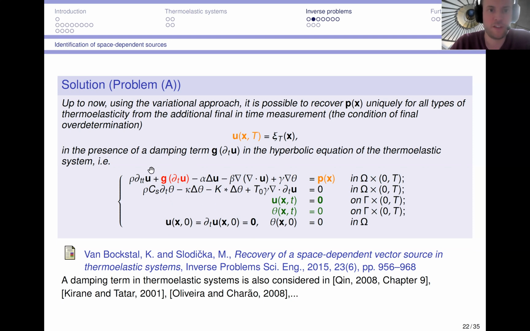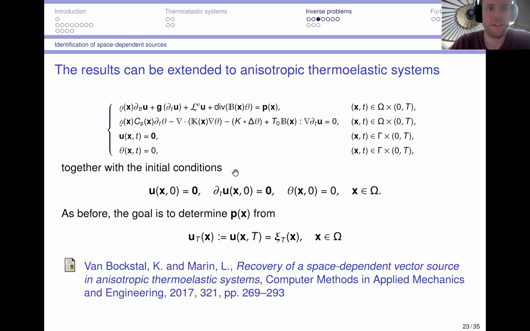So the first solution we obtained was the reconstruction of a space-dependent load source under the presence of an additional damping term in the equation, from the final in time measurement of the displacement. We needed an additional damping term, as considered also before for the wave equation. And this damping term is also considered by other authors. The results of this article are published in Inverse Problems in Science and Engineering, and were later extended to an isotropic thermoelastic system in cooperation with Professor Marin in Computer Methods in Applied Mechanics and Engineering.